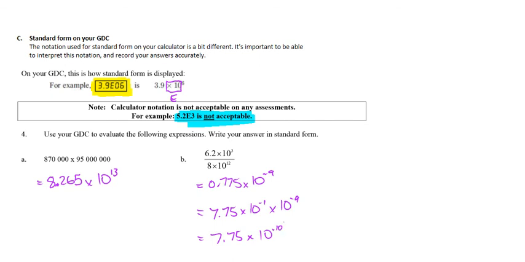So hopefully now you know the properties of scientific notation, and you can convert to scientific notation and perform operations, and should be able to tackle the homework from here.